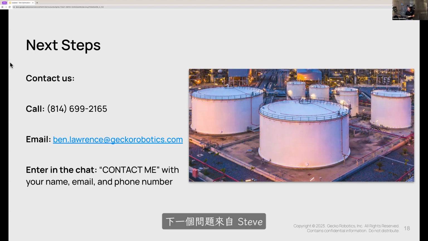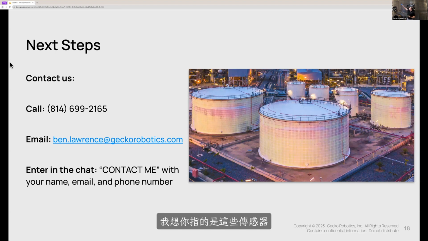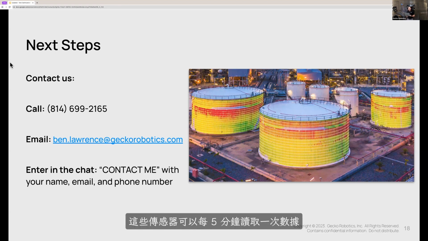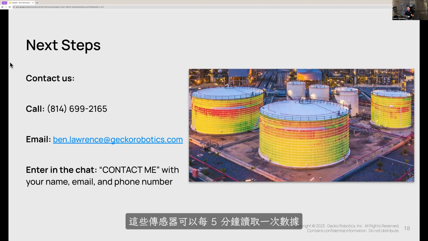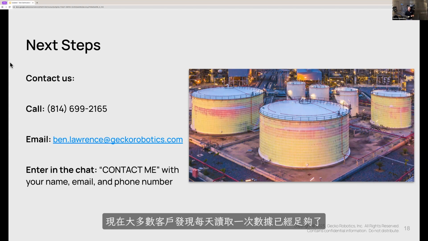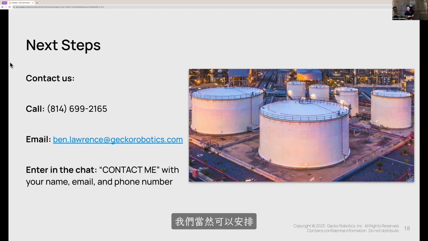This next question comes from Steve, and Steve wants to know, how often do the sensors take readings? So I think you're referring to these, Steve. Those sensors can take a reading as frequently as every 5 minutes, 5-minute frequency. Now, most of our customers find that taking a reading even once a day is sufficient. But if you need to do it more frequently than that, we certainly can.